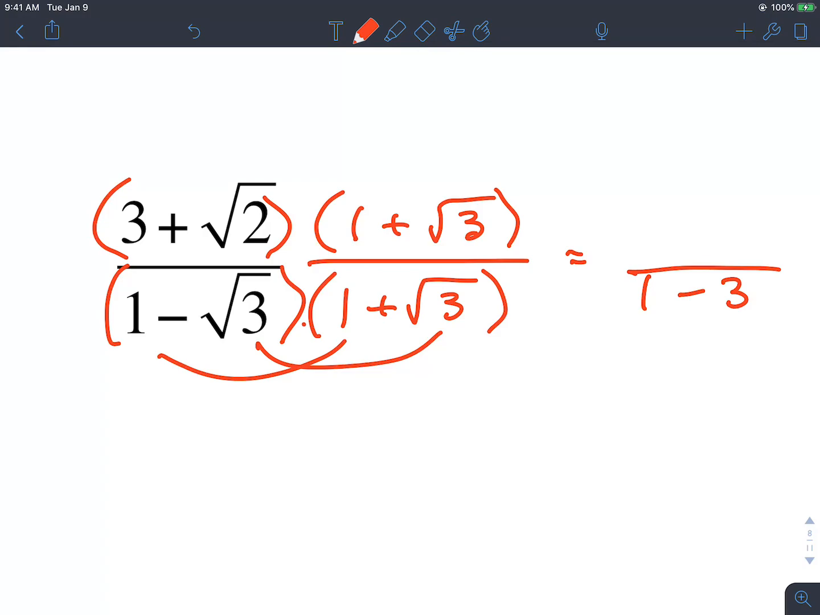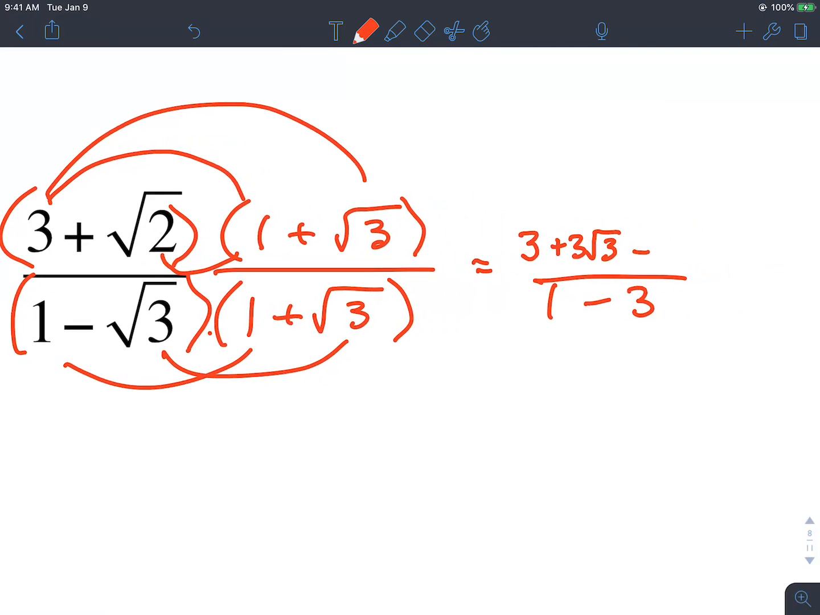And be careful, up there in the numerator, you can't use your shortcut because these are not conjugates. So be careful here. We'll go 3 times 1 is 3. 3 times the square root of 3 is just 3 square root of 3. The insides, 1 times square root of 2 is 1 square root of 2, and you don't need to write the 1. And then square root of 2 times square root of 3 is going to be square root of 6. Down in the denominator, we'll simplify that to negative 2.